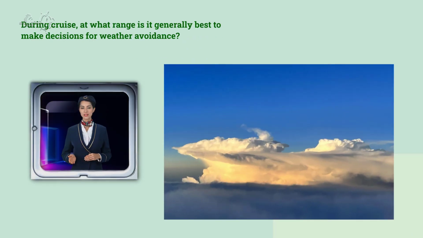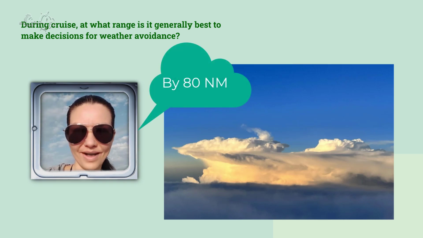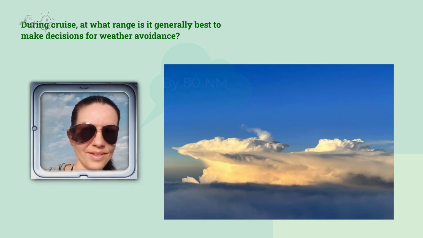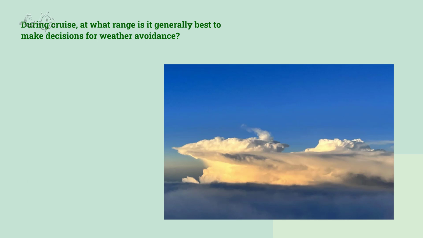Most of the time, it is best to simply avoid left or right. By what distance would you make such avoiding requests and why? In cruise, it is recommended to make such decisions by 80 nautical miles, leaving enough time to coordinate with air traffic control and minimize the off-track distance. Remember that at Mach 0.8, you are cruising at about 8 nautical miles per minute, meaning only 10 minutes away from the weather.